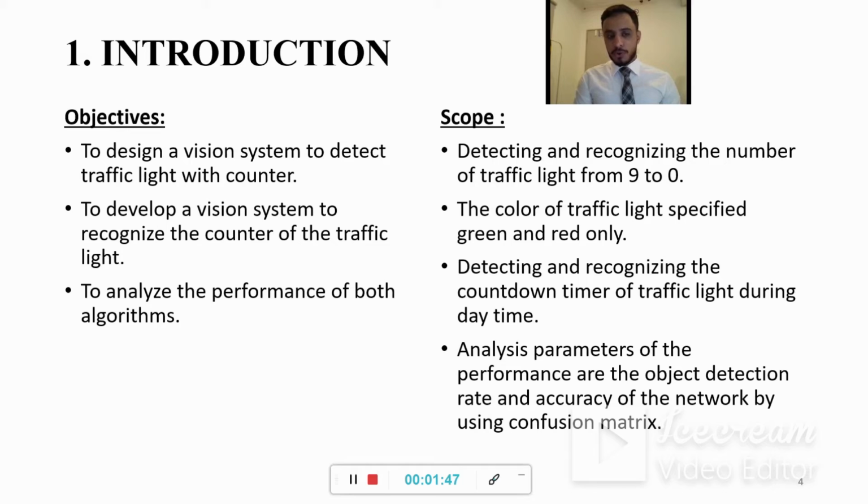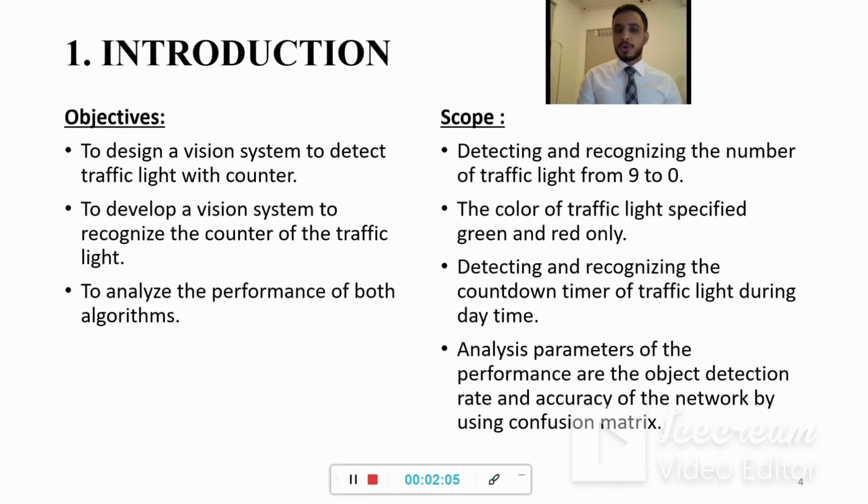Objectives of this project are divided into three parts. The first part is to design a vision system to detect a traffic light with counter. The second point is to develop a vision system to recognize the counter of the traffic light, and last but not least, to analyze the performance of both algorithms.